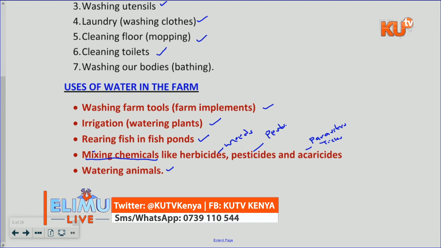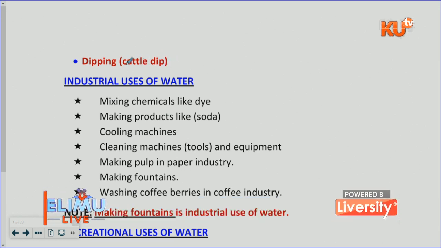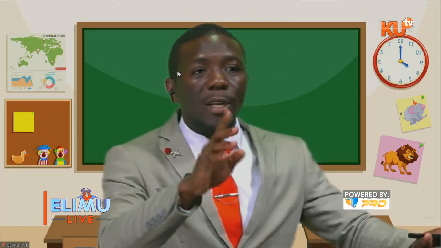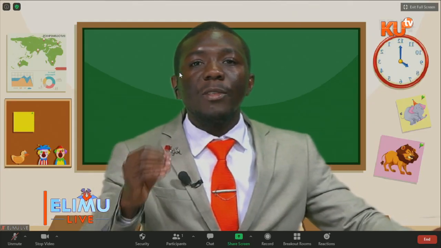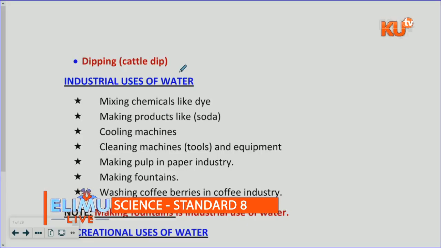Okay, so that is all about uses of water in the farm. And then we have the last one, known as dipping. Dipping is what we call a cattle dip. It is a way of controlling external parasites like ticks, mites, and fleas. So we dip animals. A cattle dip has water, and when you mix water with acaricide, it makes something that we call a plunge. A plunge is a mixture of water and acaricide.